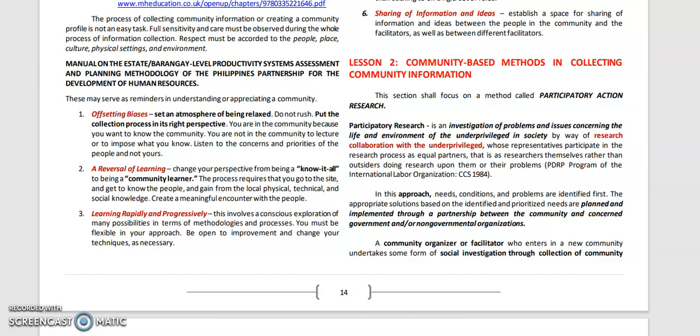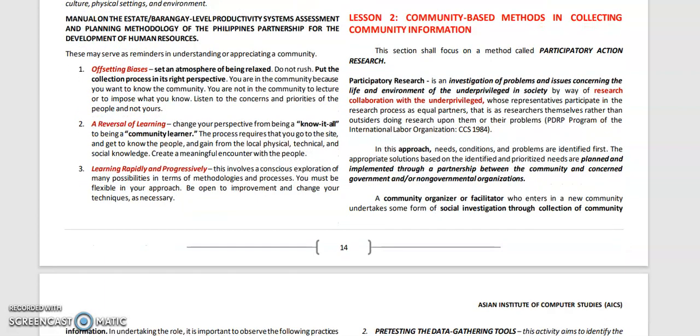Number 2, a reversal of learning. Change your perspective from being know-it-all to being a community learner. So, from knowing it all to being a community learner. So, kailangan baguhin mo yung perspective mo into community learner. So, the process requires that you go to the site and get to know the people. So, you're going to the site, tapos kikilalanin mo yung mga tao and gain from the local, physical, technical, and social knowledge. And you're going to create a meaningful encounter with the people. So, mas kikilalanin mo pa yung mga tao doon sa komunidad na iyon.